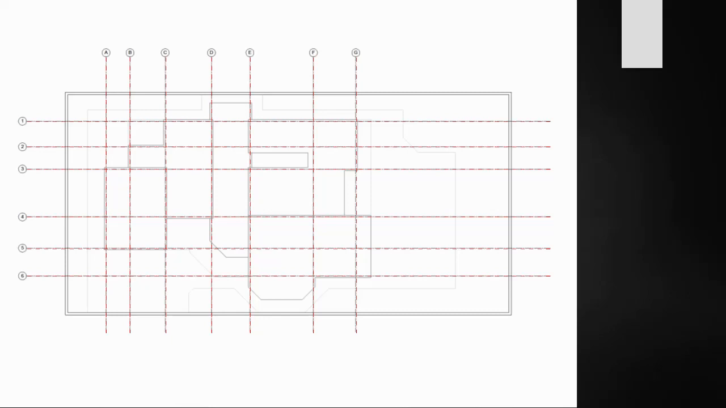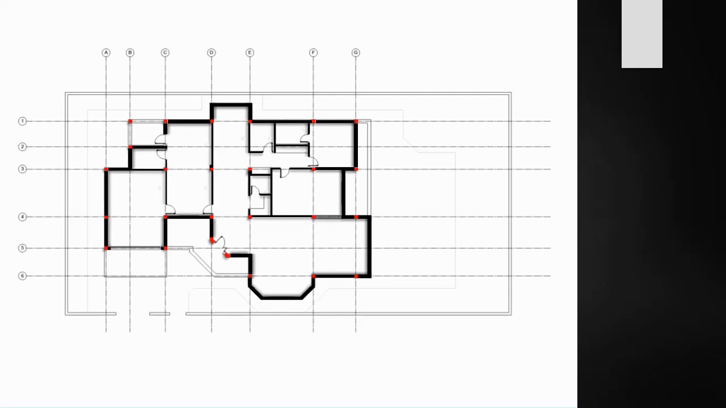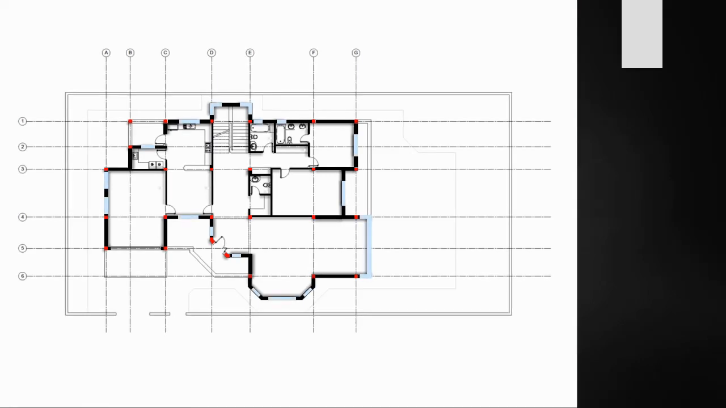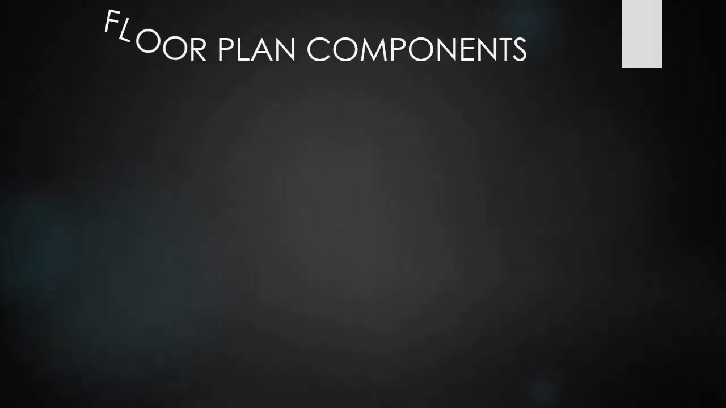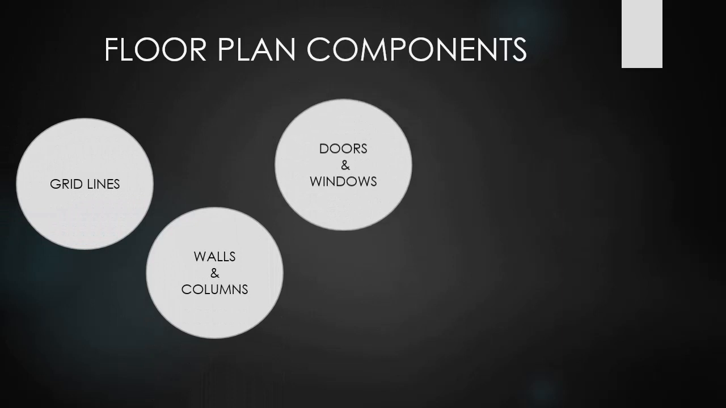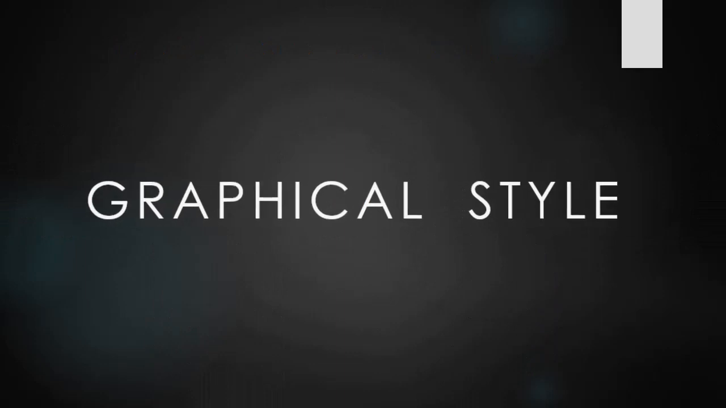We can also use the grid lines to define the location of the columns and combine form, function and structure to get a coherent design. The second component is the exterior and interior walls, which define the boundary of each space. Also, we have the windows and openings, the kitchen and bathroom fixtures, and finally the furniture. So these are the main floor plan components, and to get a correct, clear and nice floor plan, we need a graphical style. So without further ado, let's jump into the 5 keys aforementioned.